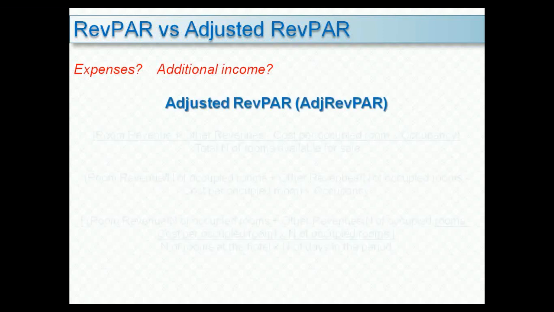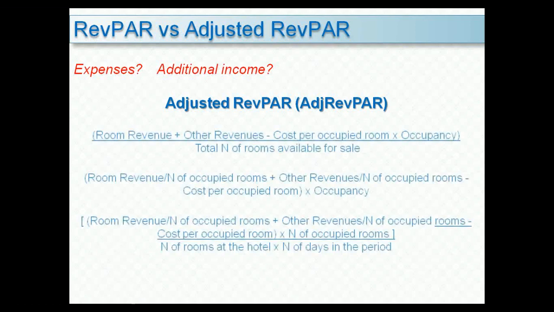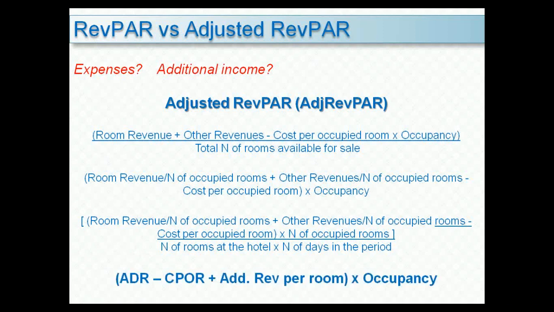This index, like RevPAR, can be calculated in a few different ways, depending on what measurements you want to use in your calculations. So here are a few formulas that can be used, and if you would like, we can send you these slides later after the presentation so you can have these on hand. But the simplest way to express adjusted RevPAR is in the following way. It's ADR minus cost per occupied room plus additional revenues per room multiplied by your occupancy. So this is how adjusted RevPAR is calculated.